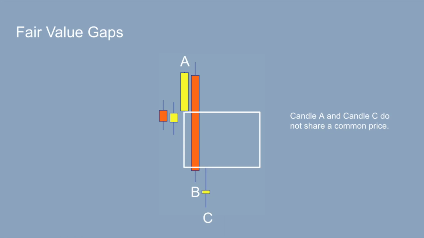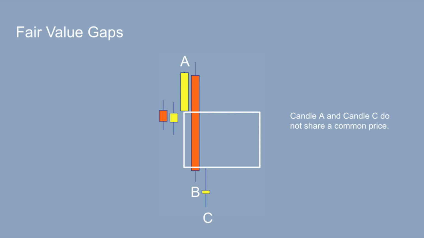The easiest way to explain what a fair value gap is is to look at it on the chart. You'll see three candles: candle A, candle B, and candle C. A fair value gap is formed when candle A and candle C do not share a common price. Candle A and candle C do not share a common price because the low of candle A, which is the lowest wick, does not touch the high of candle C, which is the top wick.